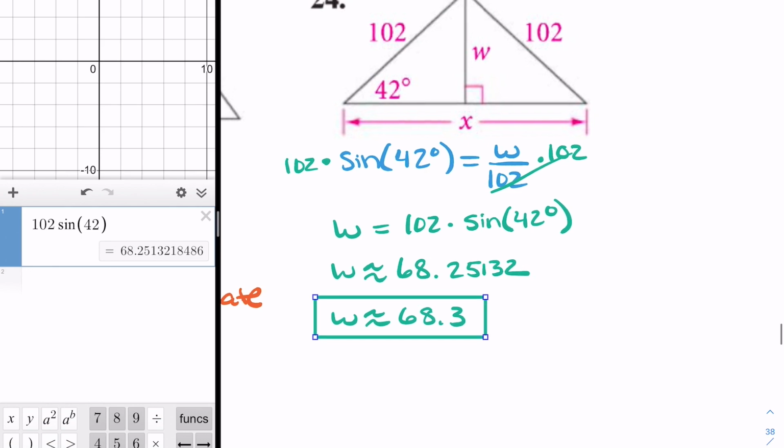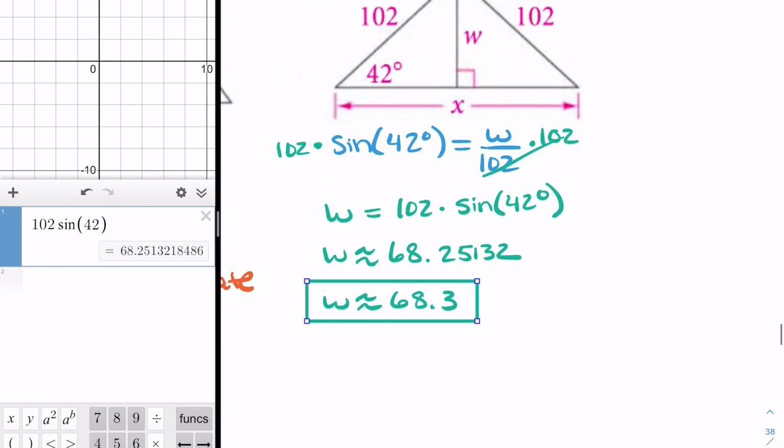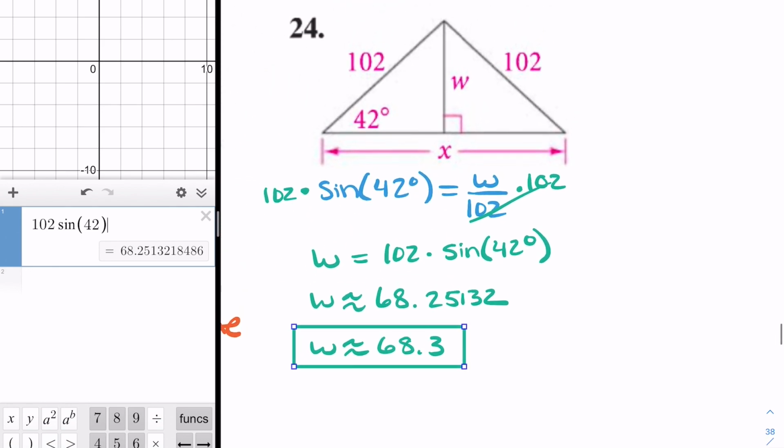Okay, and the next thing we want to do is solve for x. All right, so this is interesting. What I can do is solve for this value right here and then just double it, because what we have is an isosceles triangle, making this exactly in the middle here. It's going to be half because of the perpendicularity that's happening right there.